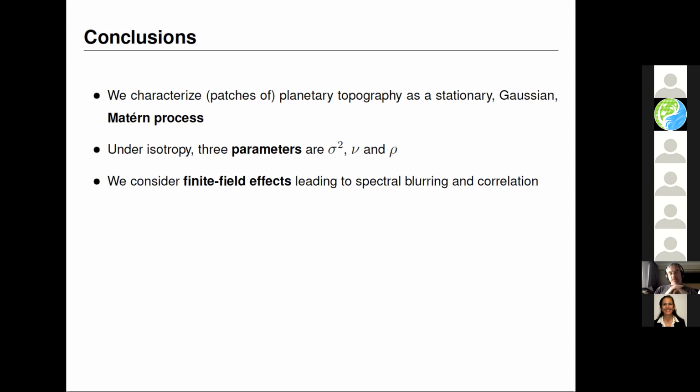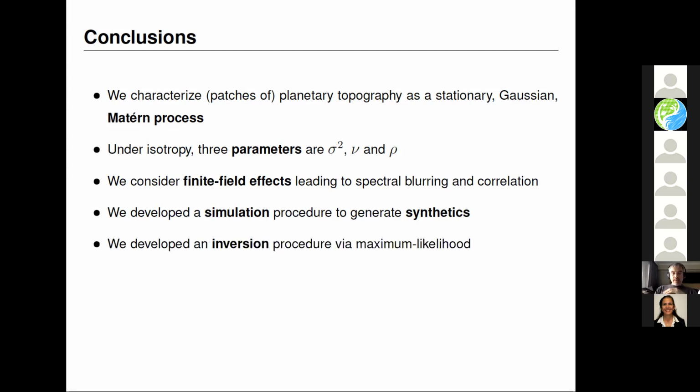In everything we do, we're going to be able to consider finite field effects, which lead to blurring and correlation and all the downstream effects, which we now have appropriate ways to incorporate and correct for. We have a proper simulation procedure. I didn't talk about it, but it also took a while to get to the proper point. And we have an inversion procedure, by a maximization of this de-biased likelihood. The estimators are Gaussian, the estimators are consistent. This whole thing seems to be working well.